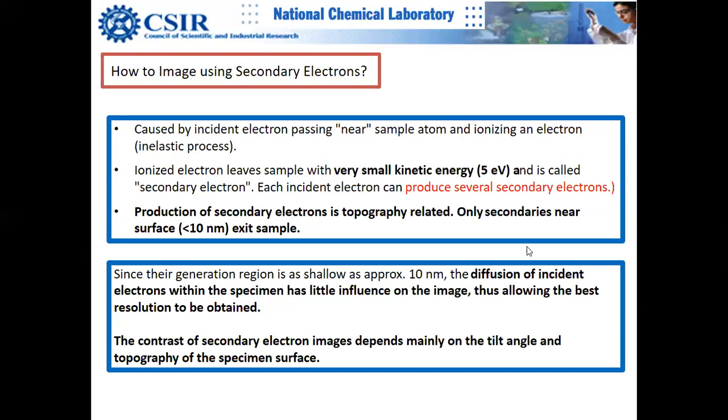I promise you. So first thing is that the incident electrons knock out the secondary electrons from the top surface and subsurface, and these electrons have very little kinetic energy, around 5 electron volt. And because the incident electron energy is relatively quite high, in a few tens of kilo electron volt, one incident electron can knock out several secondary electrons.